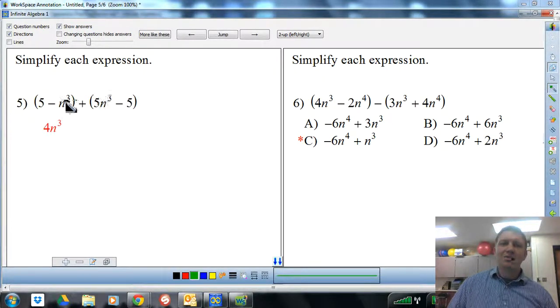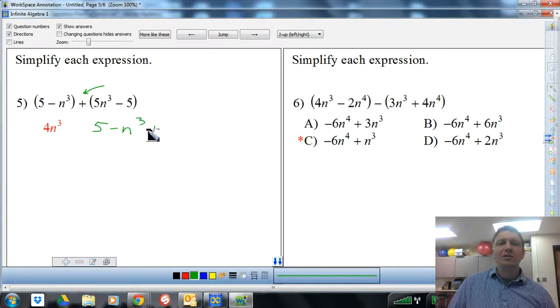Remember, this is not multiplying because of this plus sign right here. We are going to be adding all of these terms together, either adding or subtracting. So I like to rewrite them: 5 minus n to the third, and then plus 5n to the third minus 5. Now you could write plus a minus 5, but we're just going to call it minus 5 right there.